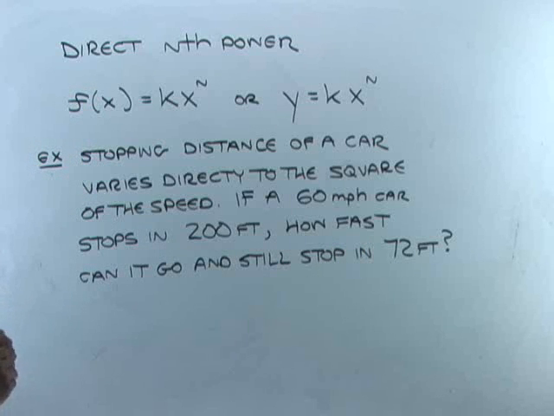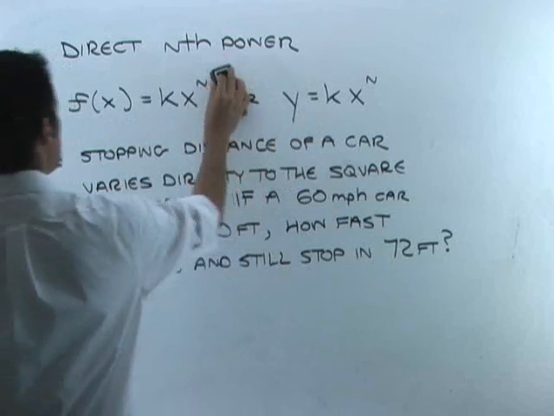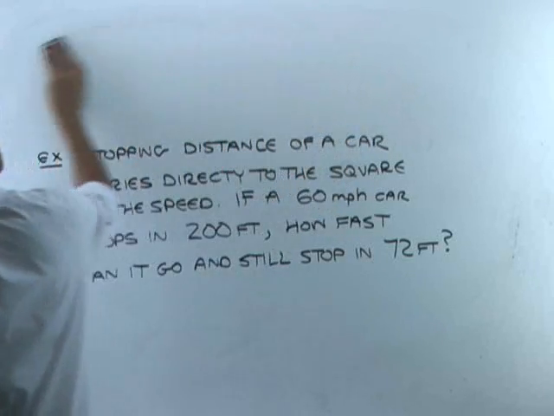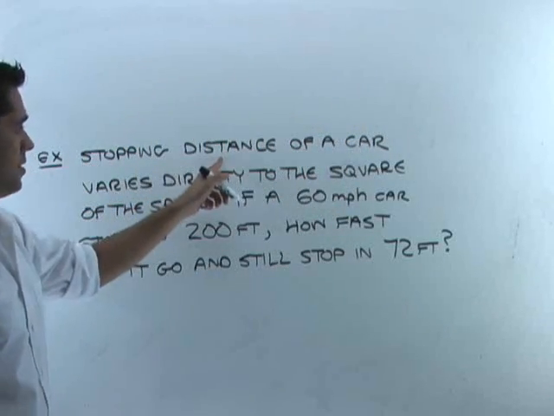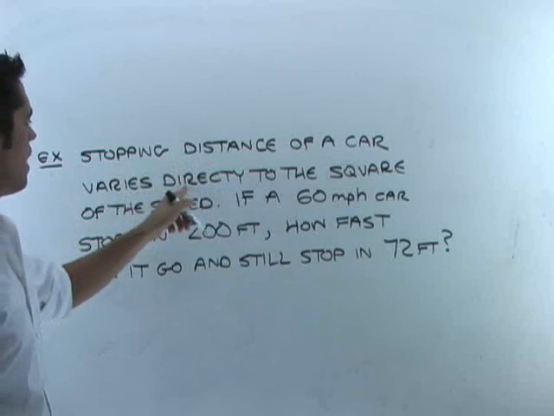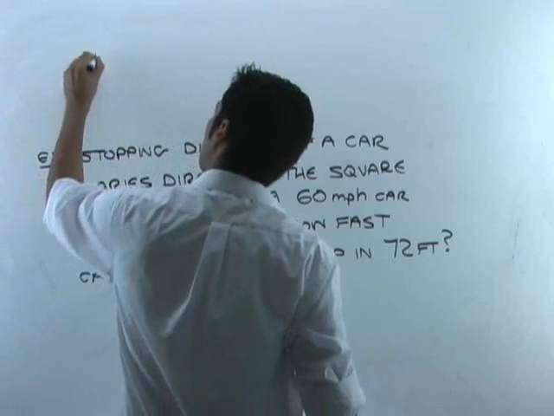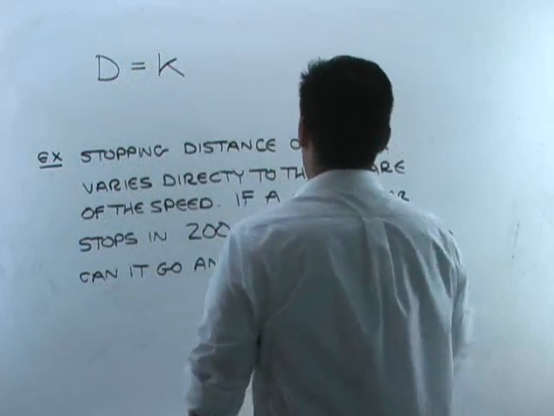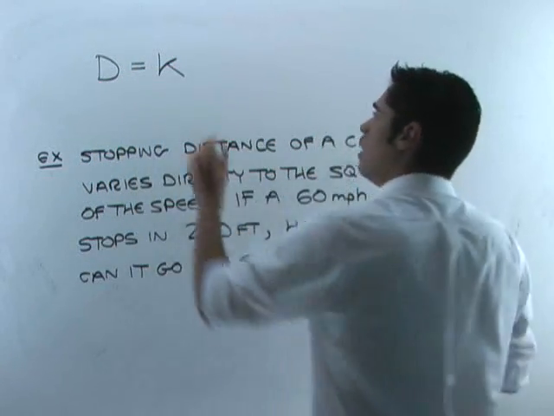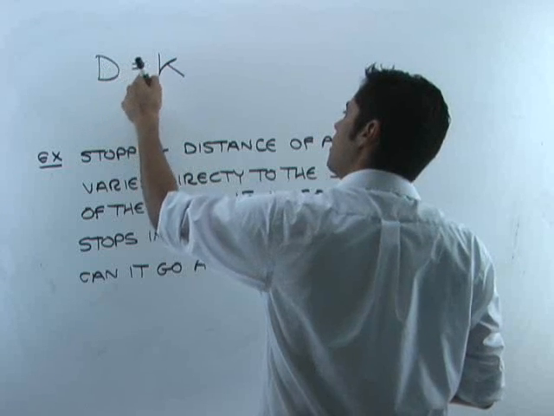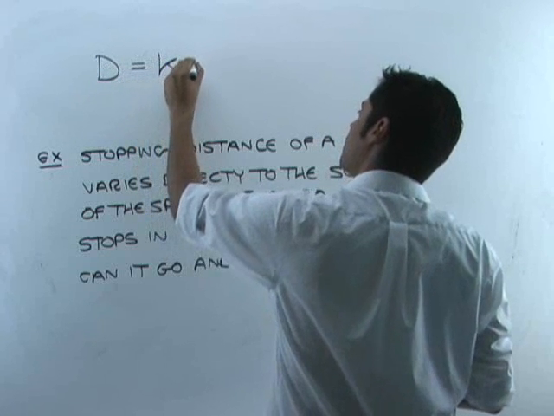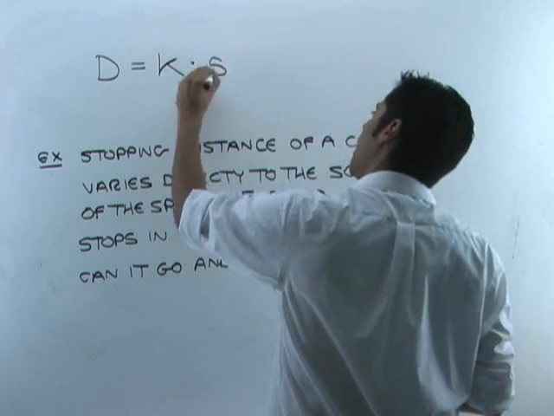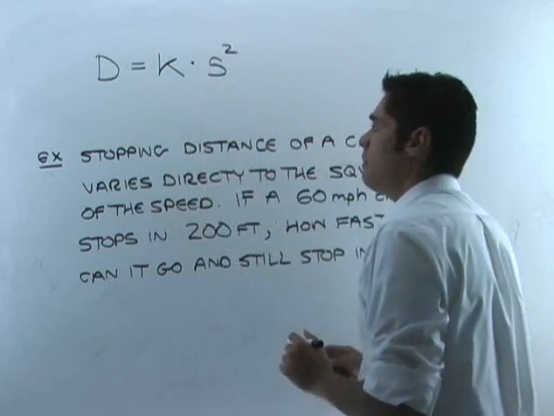Okay, so let's set up the actual variation here. Remember, we're going to be using one of these here. And it says that the distance varies directly. So the distance varies directly to the square of the speed. So I'm going to say distance equals our constant times the square of the speed. The speed I'm going to call s, and I'm going to square the speed.